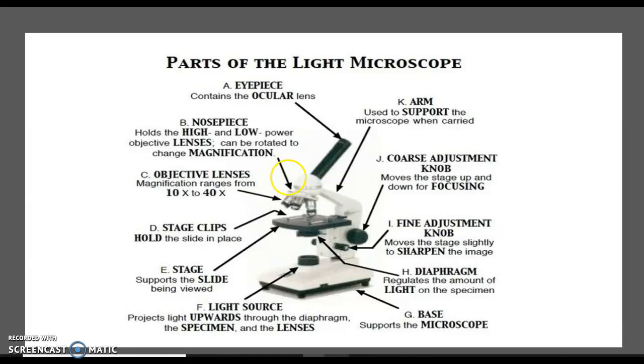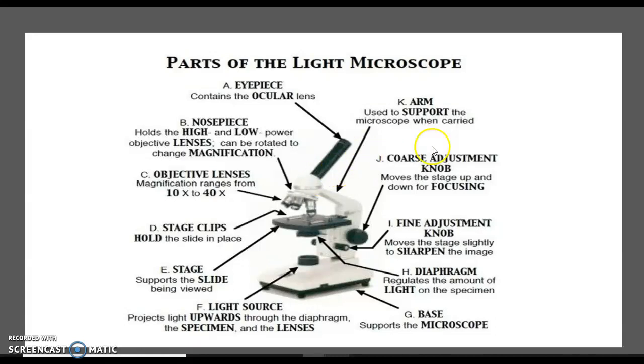magnification. You will always want to start with the red objective lens. That is a number 4. So it's 4x, and this is 10x, so your magnification with the red lens would be 40x. What you would use the red lens for is to find your focus of the specimen that you're looking at.